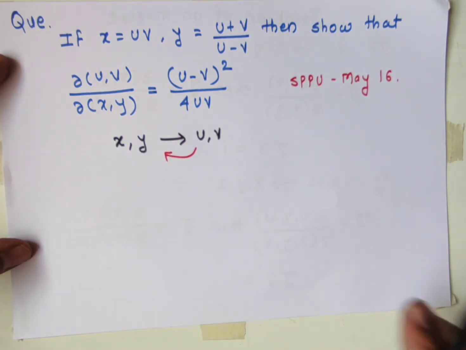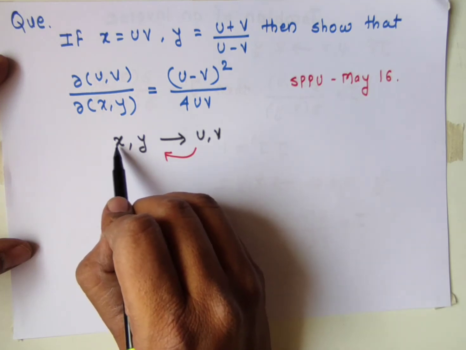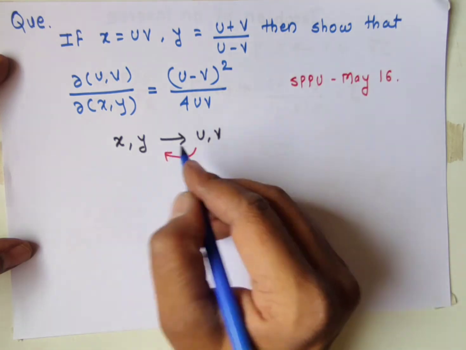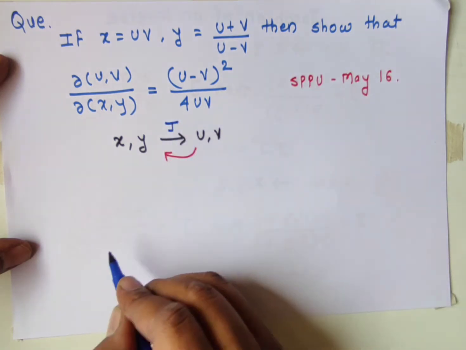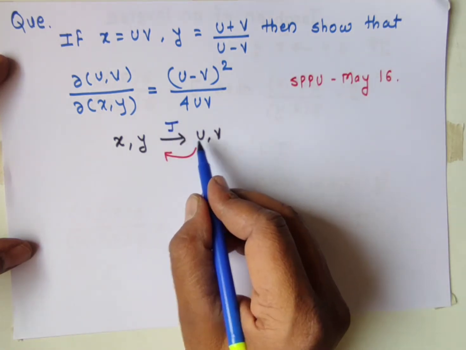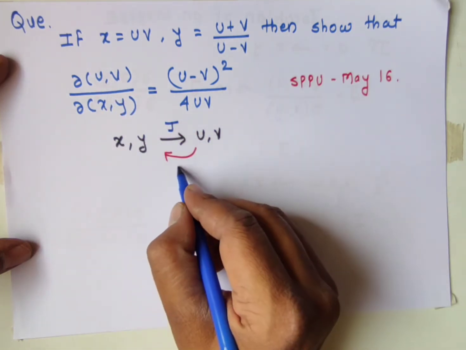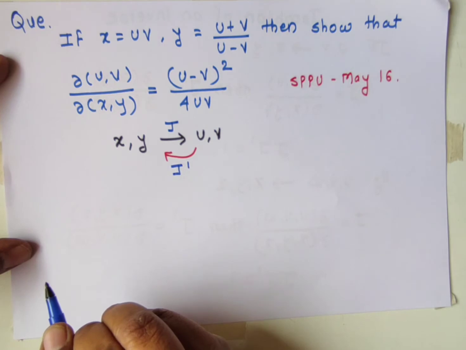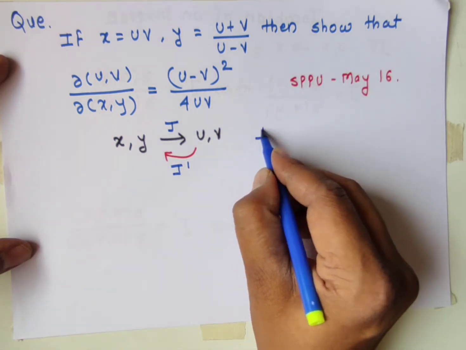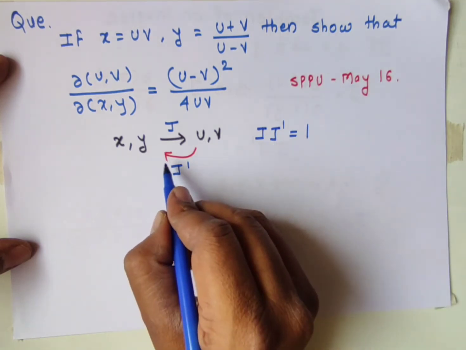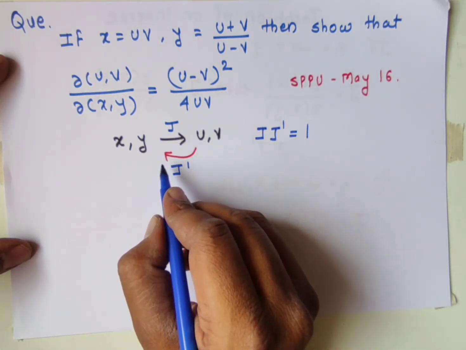Now if we go through this sequence, x, y is a function of u, v, so we are able to find the Jacobian J. What we require is ∂(u,v) upon ∂(x,y), exactly opposite of this, that is J'. So we can apply the property J J' is equal to 1 to get the corresponding value. So let's start with the solution.